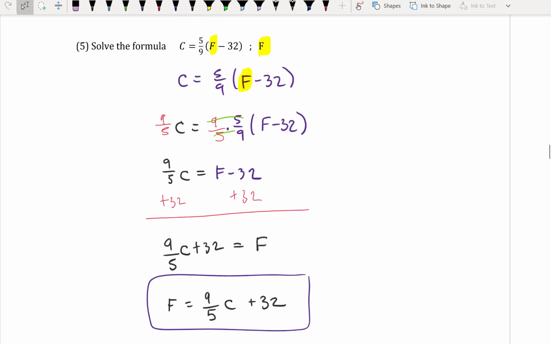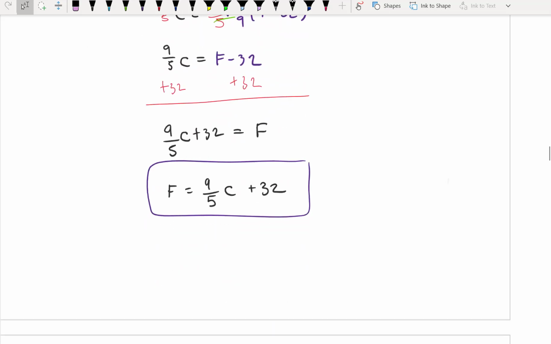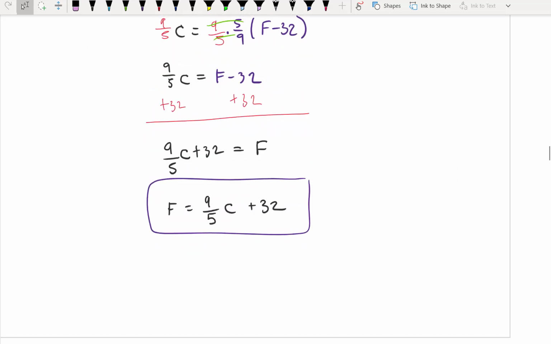For number 5, what I did is that 5/9, instead of distributing inside the parentheses, I decided to multiply by the reciprocal so that it can cancel and make my math a little bit easier. So I get that f is equal to my 9/5 c plus 34. And that is the end of section 2.4.